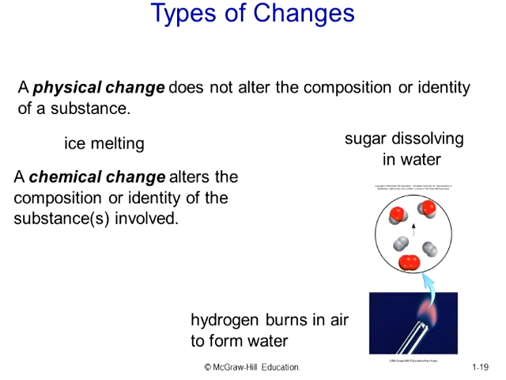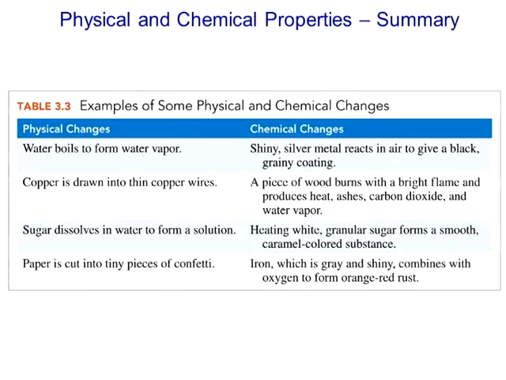A chemical change alters the composition or identity of the substance involved. Hydrogen burns in air to form water. That's what happens. When it burns, it combusts, flames. We know that that is a chemical process. Now let's take a look at some tables that summarize physical and chemical properties.